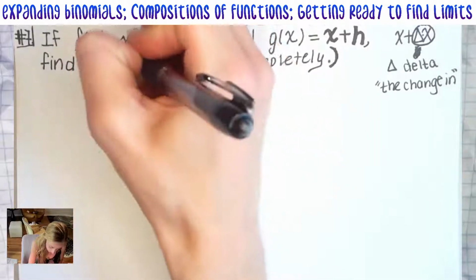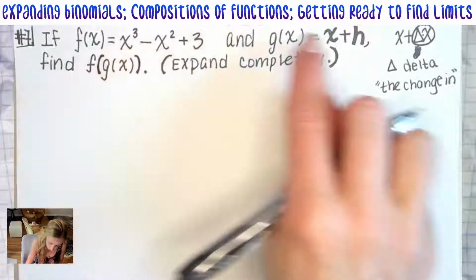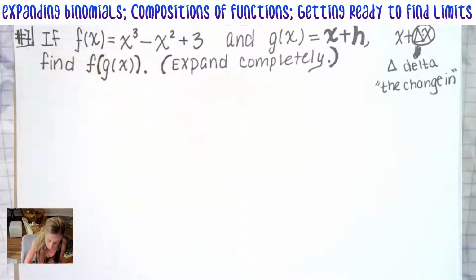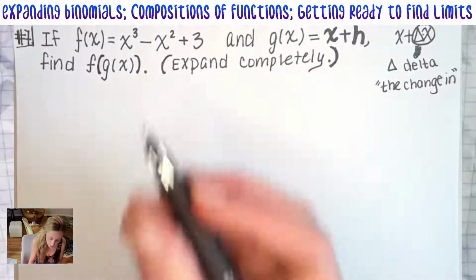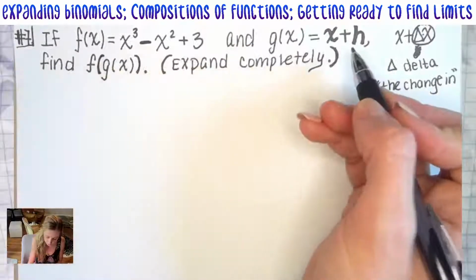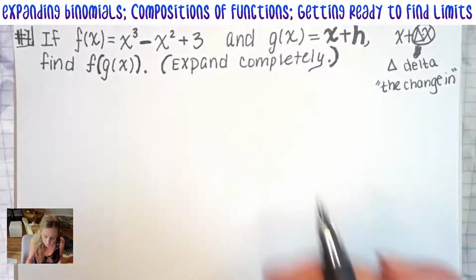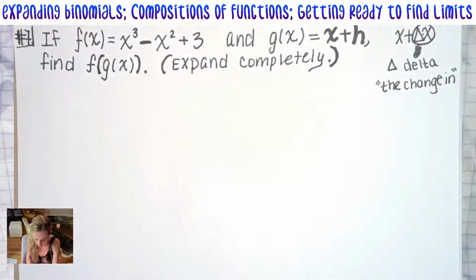So what are we combining here? We're combining expanding binomials. So we're going to do x plus h to the third with Pascal. We're going to do x plus h to the second. Honestly, you should have that memorized. You'll also have to distribute a negative. And in order to know that you even need to expand a binomial, you need to know how to plug g of x into that. So let's just go over that first.